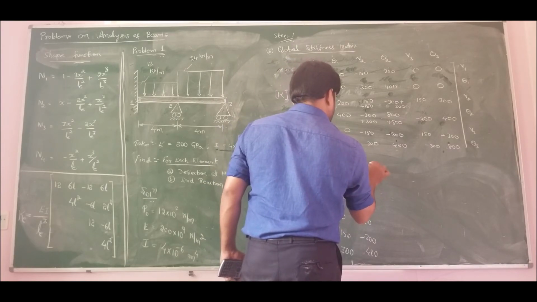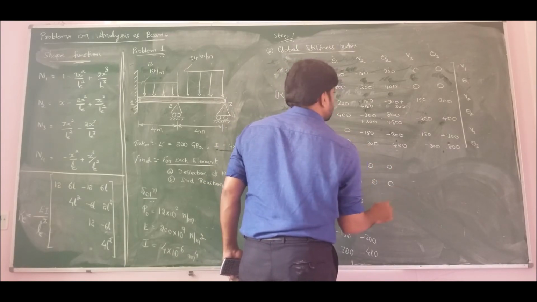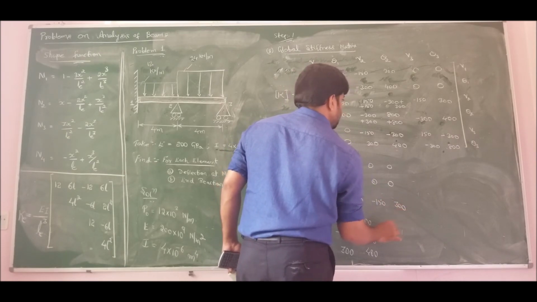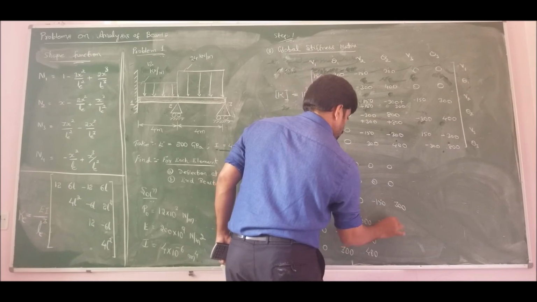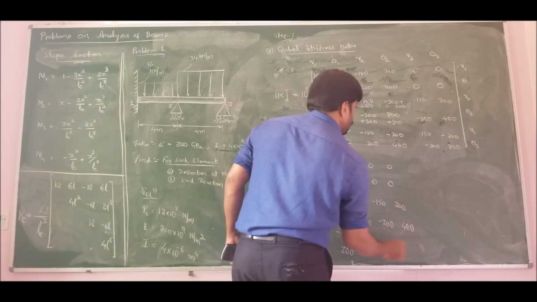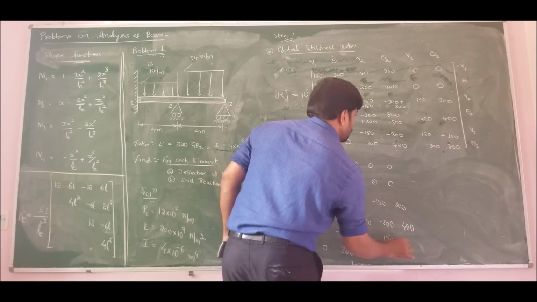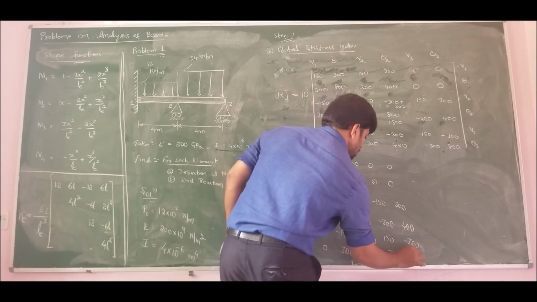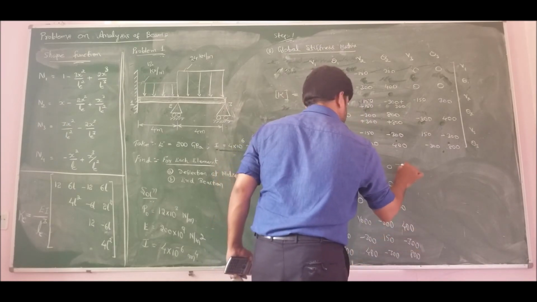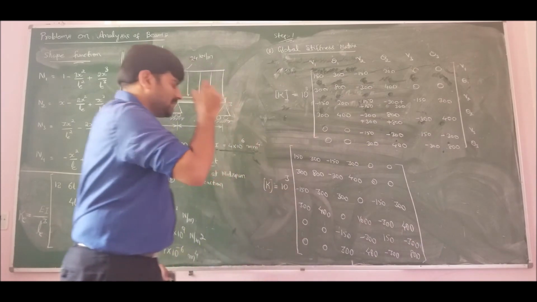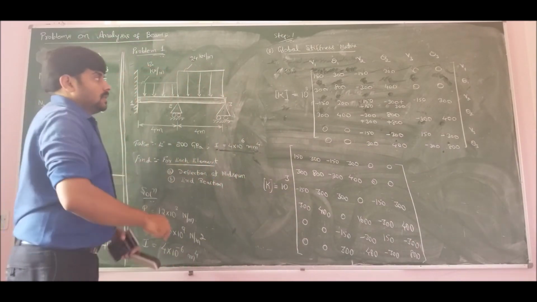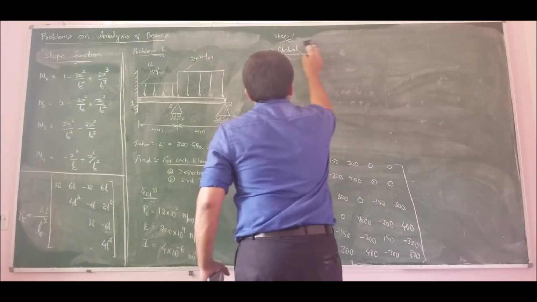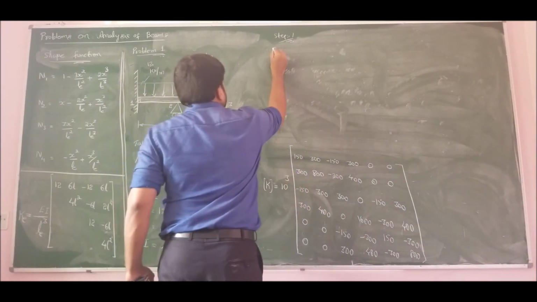Moving on to the last rows, I will get 0, 0, 0, 0, minus 150, 300, minus 300, 400, 150, minus 300, minus 300 and 800, which is the value of the global stiffness matrix. So once you finish the global stiffness matrix, let us compute. Moving on to the fourth step, nodal load vectors.